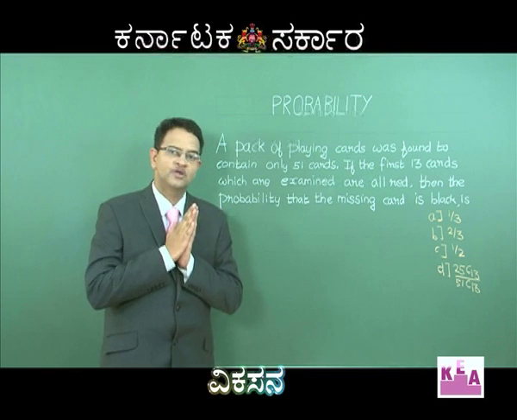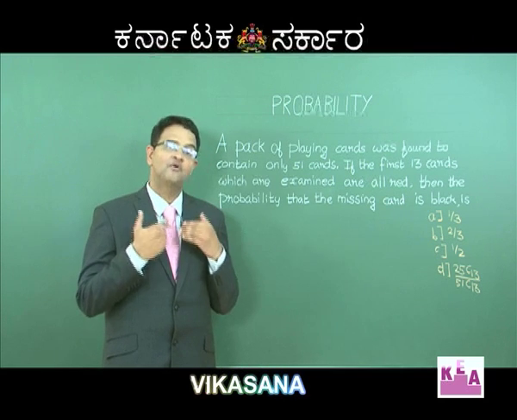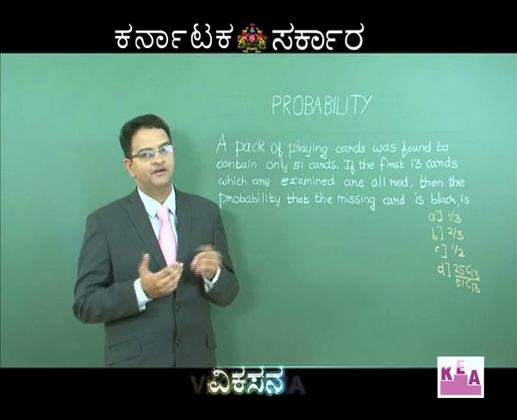Now what is it that we are doing here? We are going to draw 13 cards, and all the 13 cards are found to be red. Now what is the probability that the missing card was black?